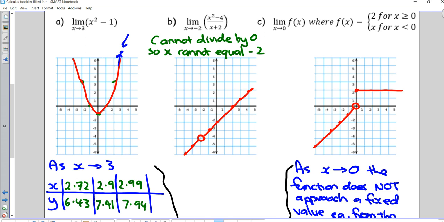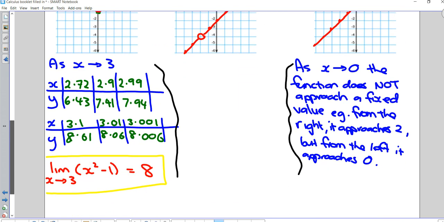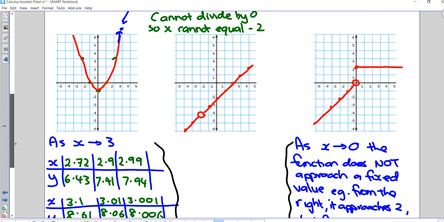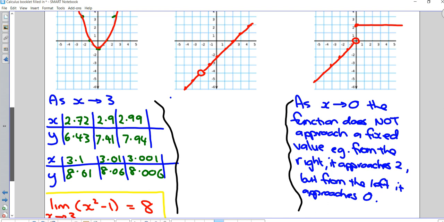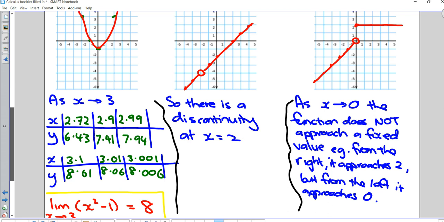So we can say discontinuity at x equals minus, oh gosh, minus 2. So there is a discontinuity at x equals minus 2.